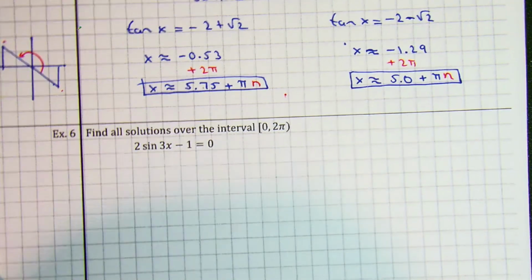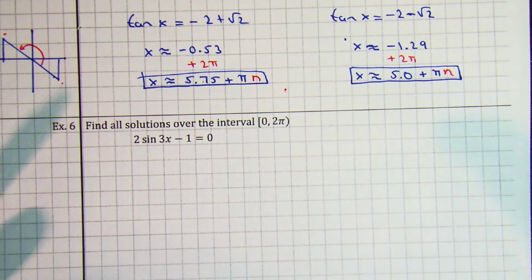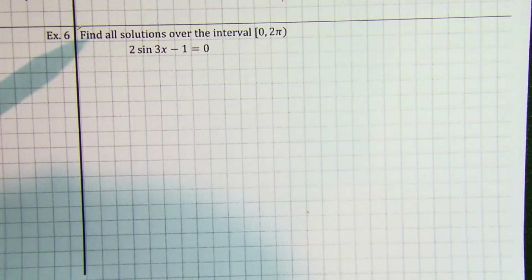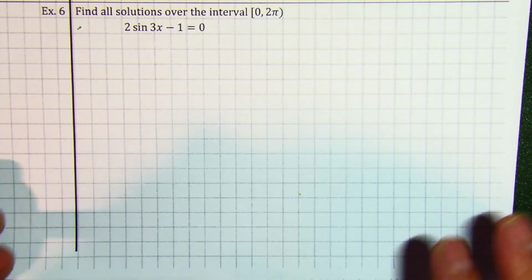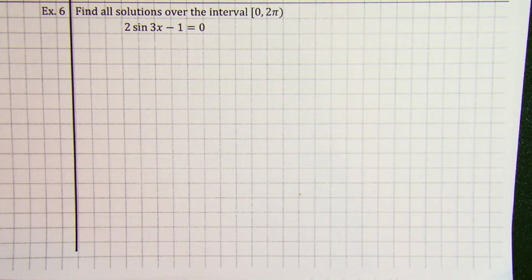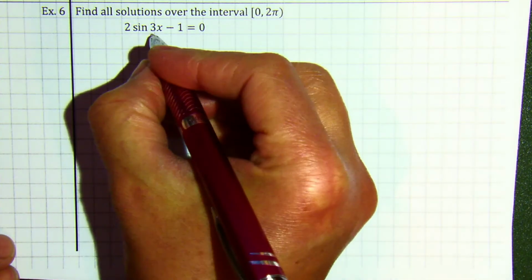Example number 6. So let's make it a little more challenging, correct? So go and copy it down, and then we can work it out together. Find all the solutions over the interval between 0 and 2 pi. Now, what do you notice different in this problem? Correct, we have the 3x.